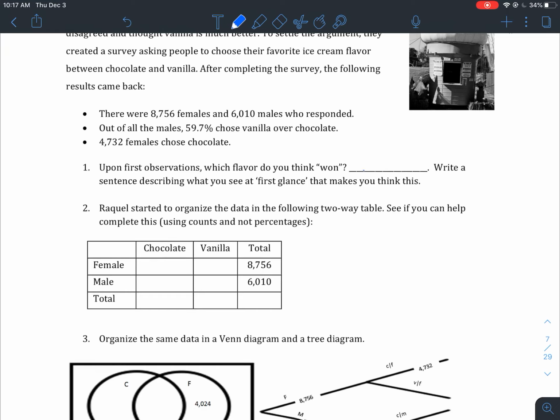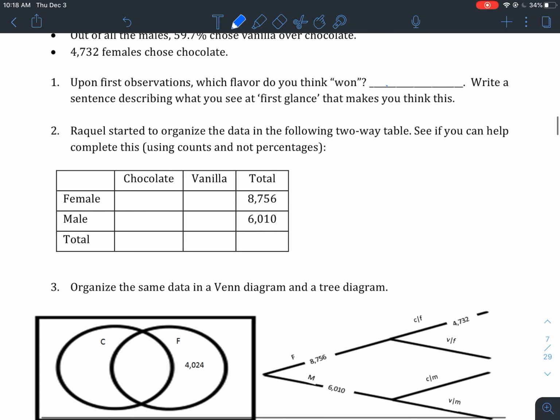They tell us that there were 8,756 females and 6,010 males who responded. Out of all the males, 59.7% chose vanilla over chocolate, and 4,732 females chose chocolate. All right, so we're going to go ahead and fill these charts in. Now, I want to point out that these two-way tables are something that will most likely be on the SAT. The SAT really likes these, so make sure this is definitely something you want to understand how they work.